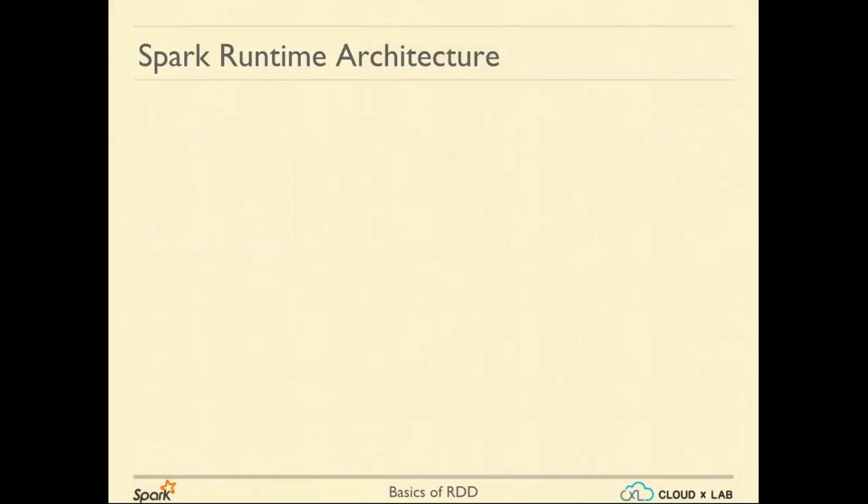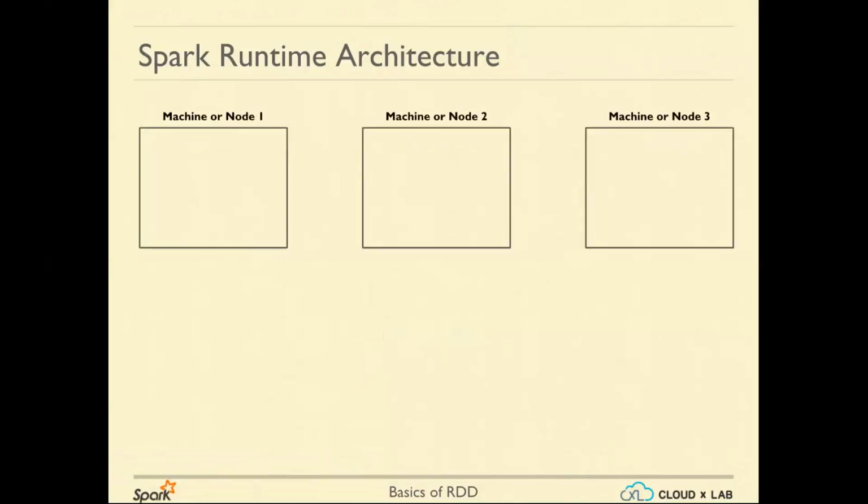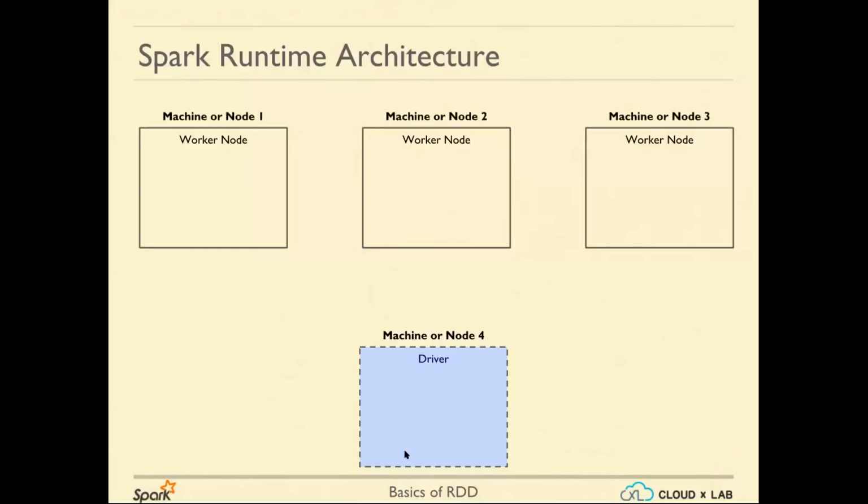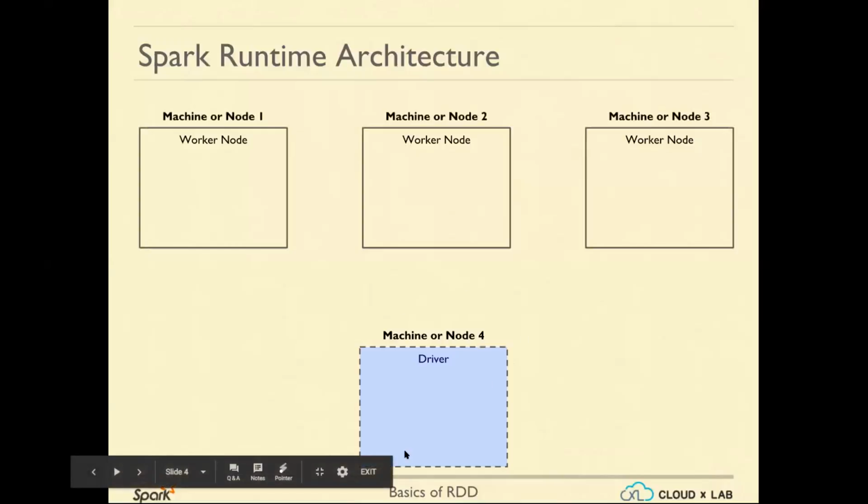So Spark basically runs on multiple machines. Here, let's say we have node one, node two, node three. On all the machines, when we are running Spark on a cluster, there would be something called the driver. The driver could be on the same machine or it could be on a separate machine. This driver in our case is the Spark shell.